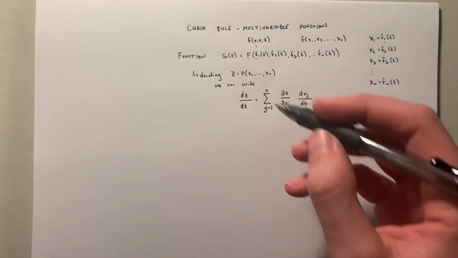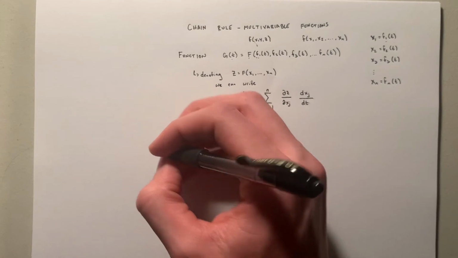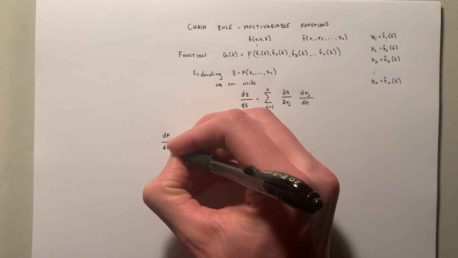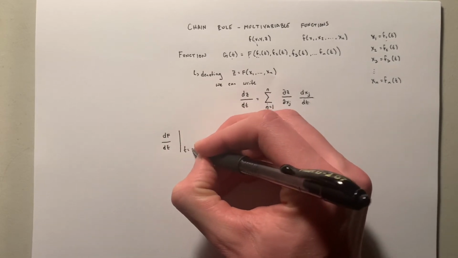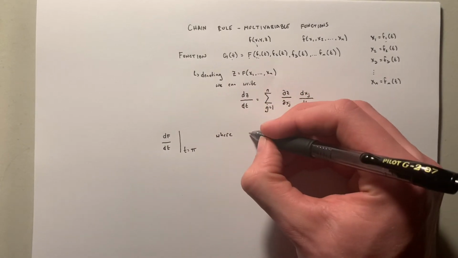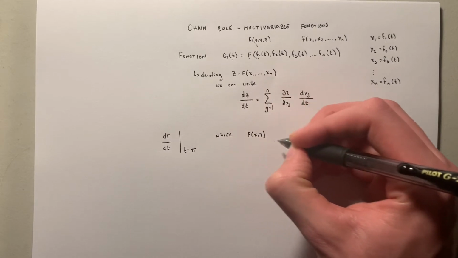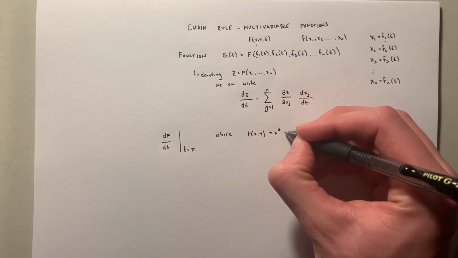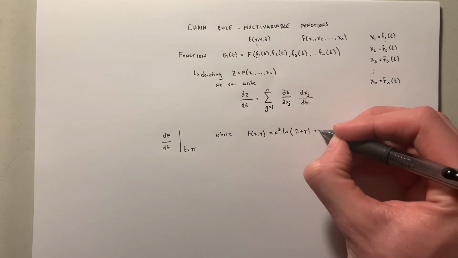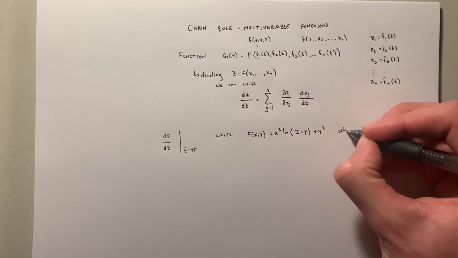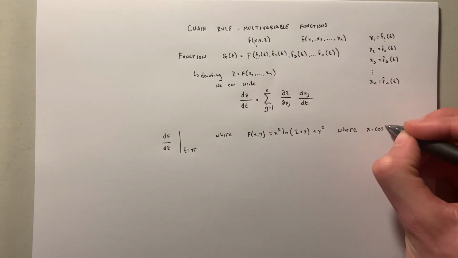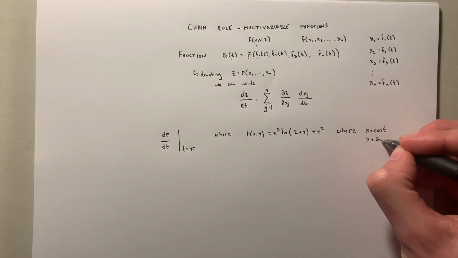So we can do an example here. Hopefully that explanation makes sense, but the example really helps. So we're going to find df over dt at t is equal to pi, where f of x, y, you see our two variables there, is equal to x cubed ln 2 plus y squared, where this is our chain rule application: x is equal to the cosine of t and y is equal to the sine of t.